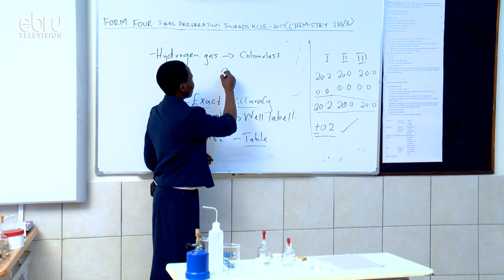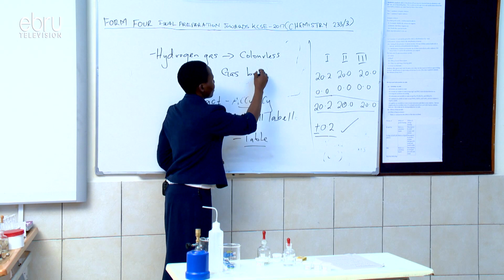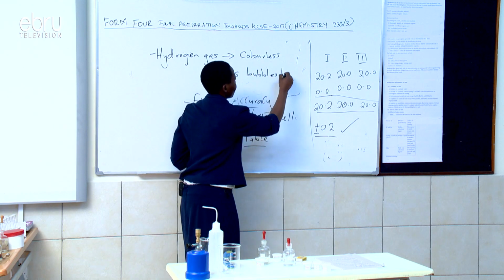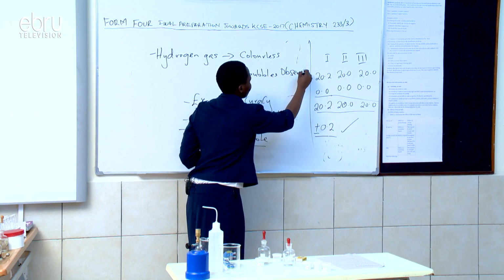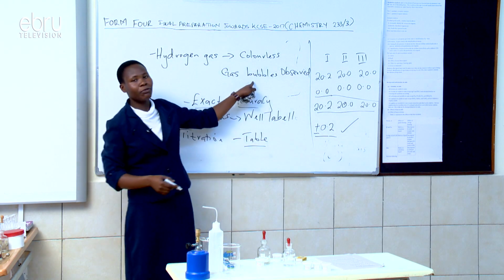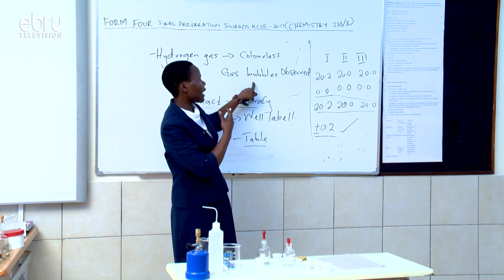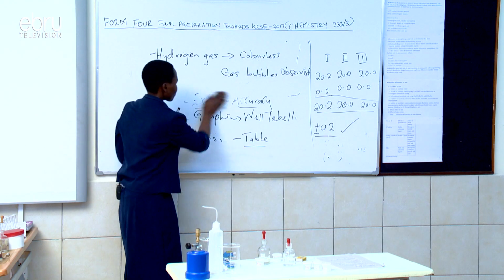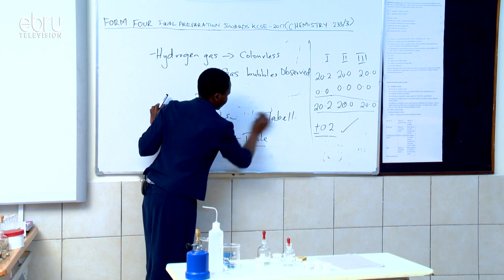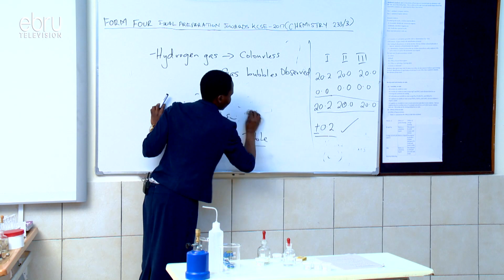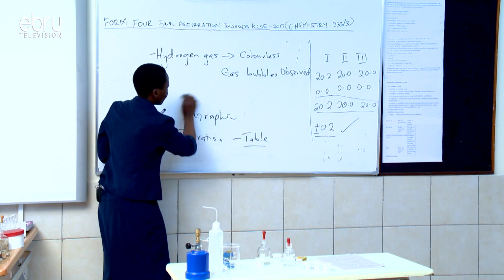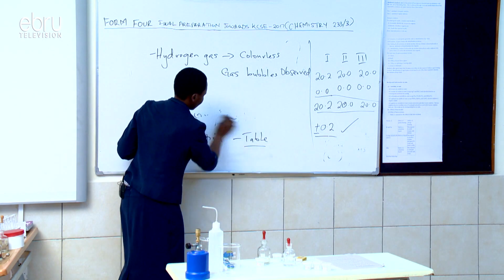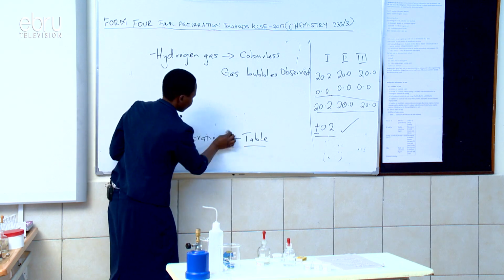fumes, gas bubbles are observed, or the learner can talk of effervescence, because a colorless gas may not be seen. Now, when it comes to the other gas that has been encountered in Form 1, that is oxygen gas.